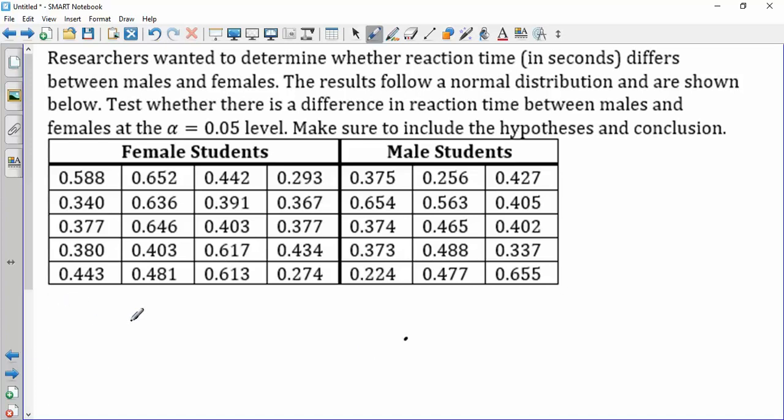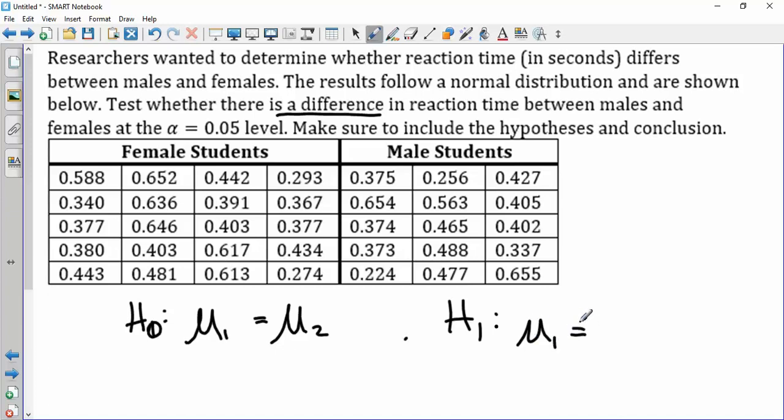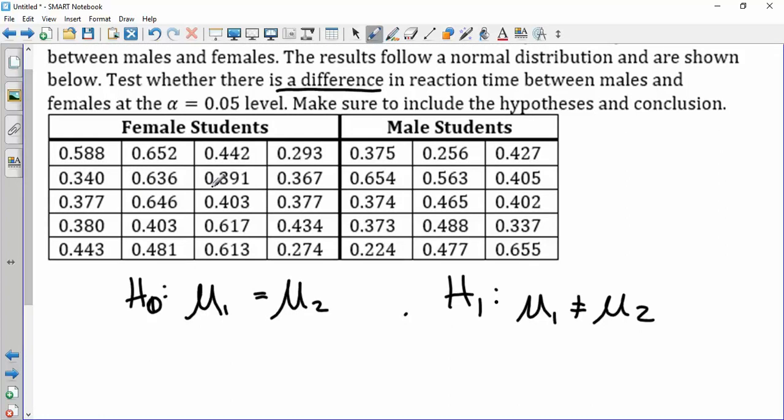What would be my null hypothesis then? We just assume the mean of the first is equal to the mean of the second. The alternative, I want to see if there is a difference. So what would that be? All right. So you need to enter these into your calculator. Put your females in list 1 and your males in list 2.